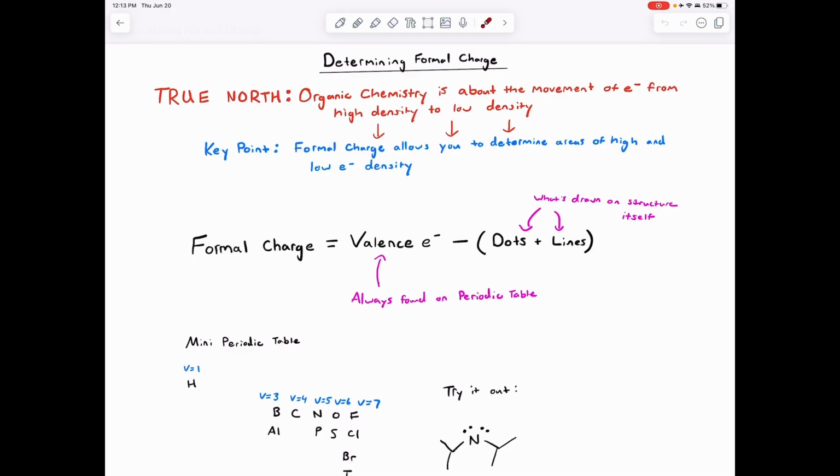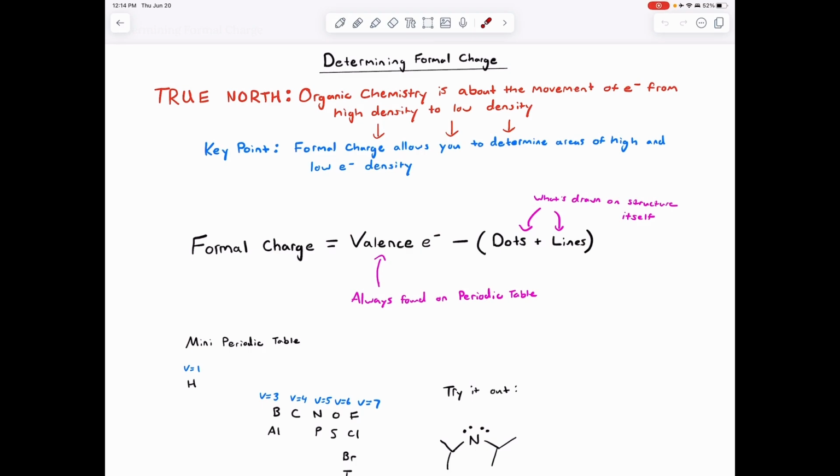The reason why it's important here, so let's revisit our true north statement, okay? Our true north statement, what organic chemistry is all about. Remember, organic chemistry is about the movement of electrons from high density to low density, okay? So since this class is about the movement of electrons, you need to know where your electrons are. That is one of the big skills in this class, and it's an underrated skill. You need to know where your electrons are.